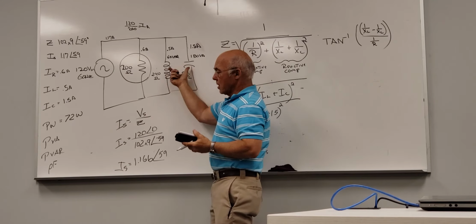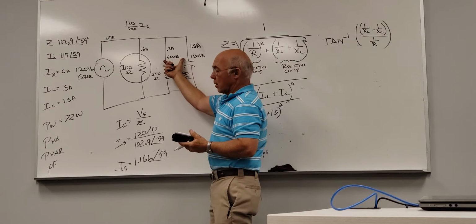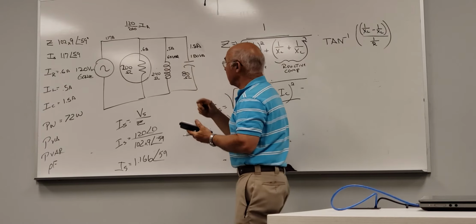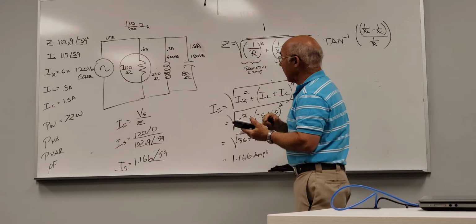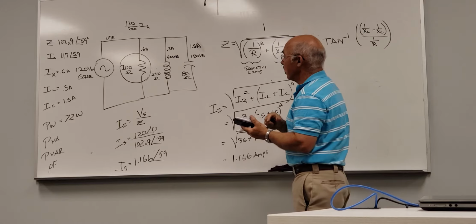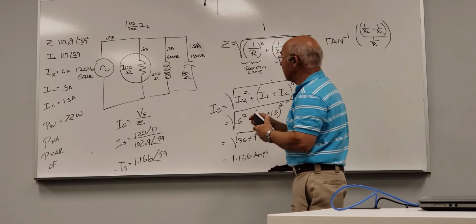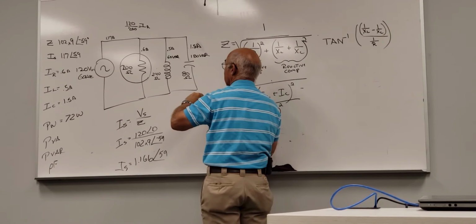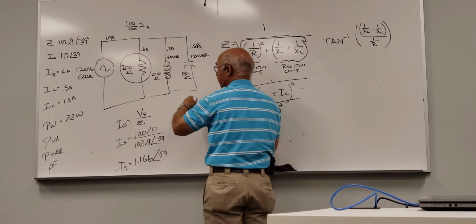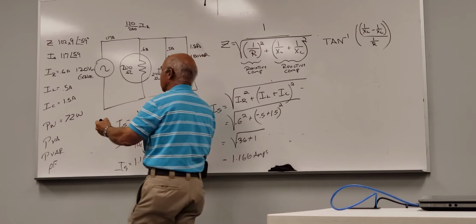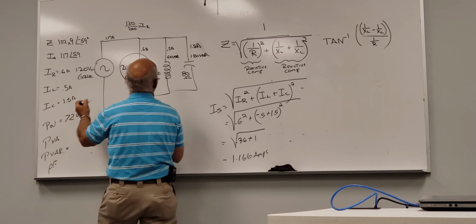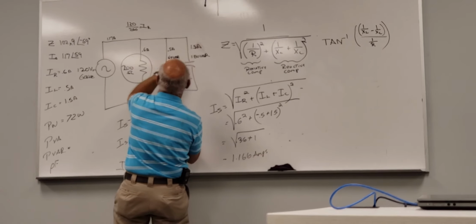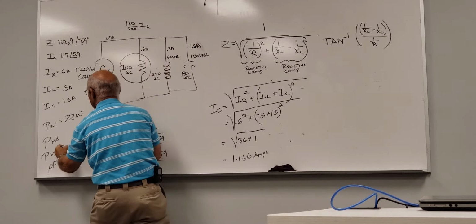These cancel each other partially. We're going to cancel out 60 VAR between these two. That leaves me with 120 VAR: 180 minus 60 is 120.